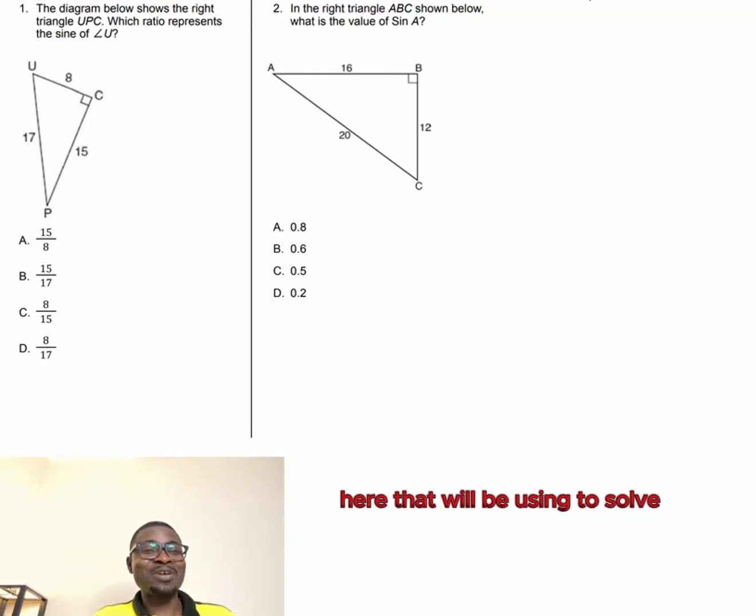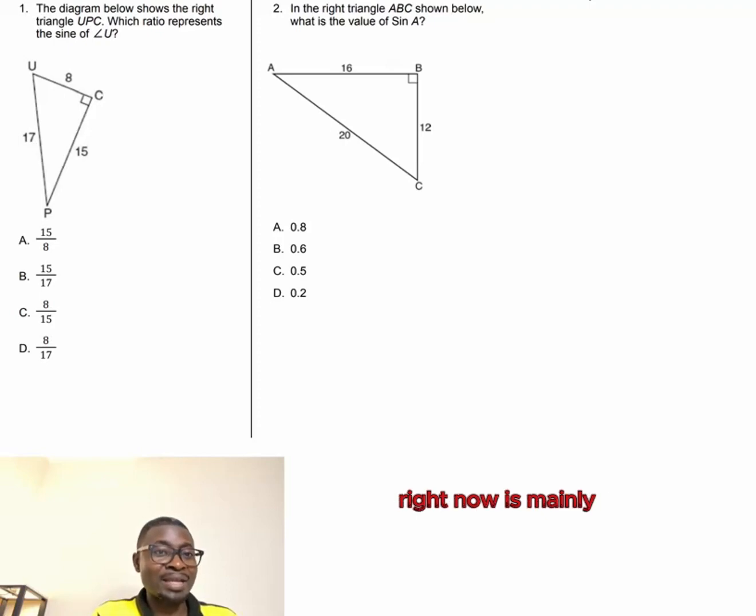Now we have two questions here that we'll be using to demonstrate how we can find the sine of an angle. That is what we'll be focusing on, just two questions to demonstrate this. Question number 1 says that the diagram below shows the right triangle UPC. Which ratio represents the sine of angle U?